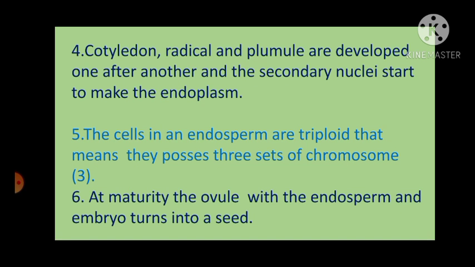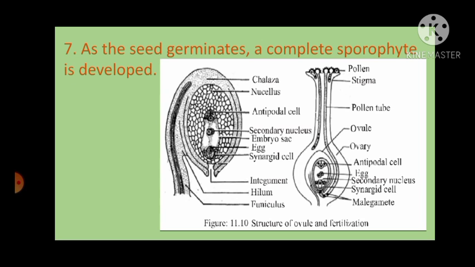Cotyledon, radicle, and plumule are developed one after another, and the secondary nuclei start to make the endosperm. The cells in an endosperm are triploid. That means they possess 3 sets of chromosomes. At maturity, the ovule with the endosperm and embryo turns into a seed. As the seed germinates, a complete sporophyte is developed. There is a picture of ovule and fertilization.